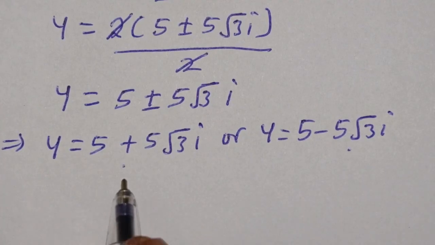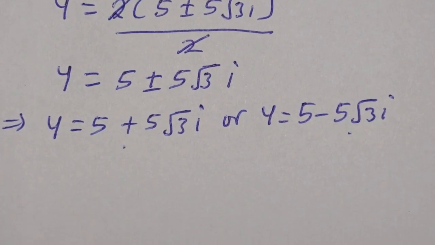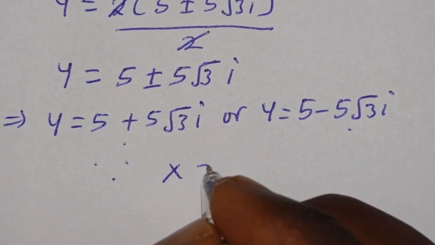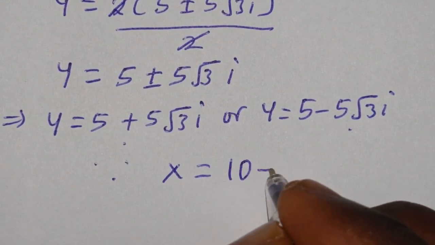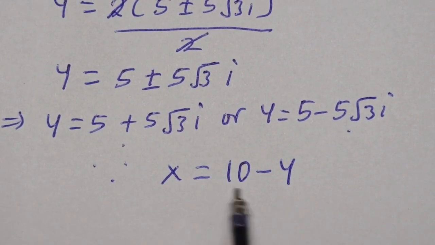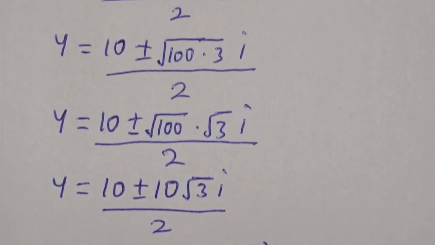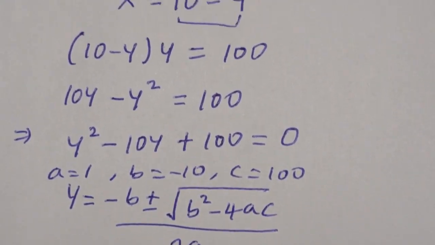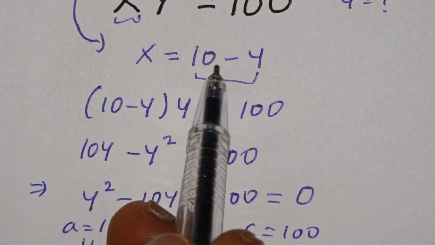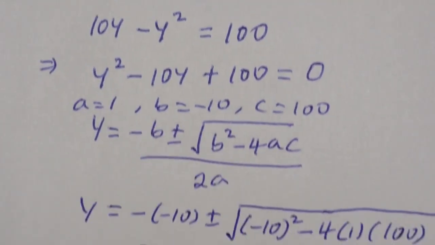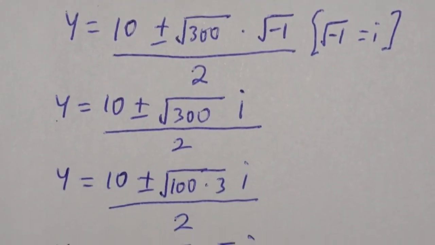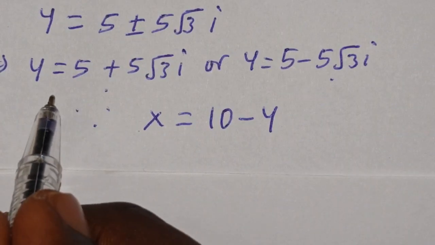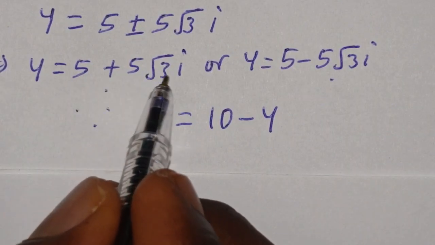We can then use these two values to obtain the value of x, since x is equal to 10 minus y. Let me show you where we got this from. It's from this line. Let's continue. First, let's consider when y equals 5 plus 5 root 3i.